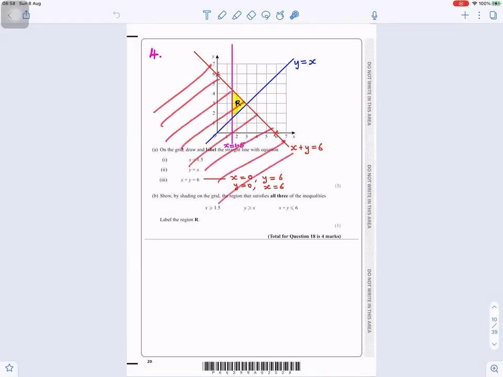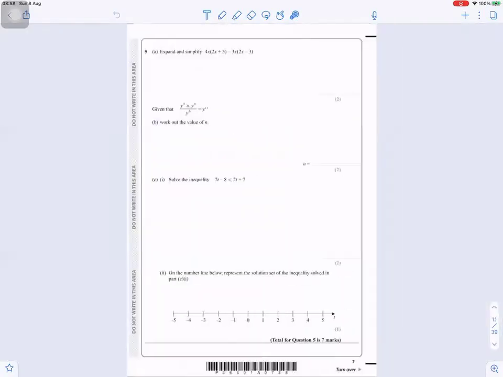So where do all of those meet? They meet in that yellow shaded area there. Question number 5.